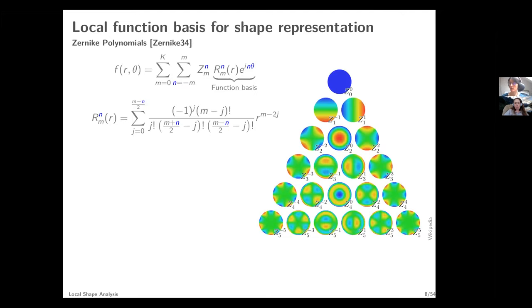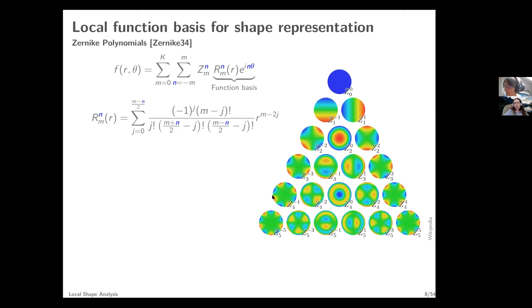There's another basis which I'm going to talk about, which is the Zernike polynomials, which is much older. It's from the 30s, 1934. And it's much more complicated because it introduces a basis which depends on a complex exponential and a polynomial in R, so it depends on R and theta. It was initially introduced to represent the chromatic aberration on lenses, so it's pretty efficient at emphasizing some frequency components around the normal. That's a pretty nice feature.